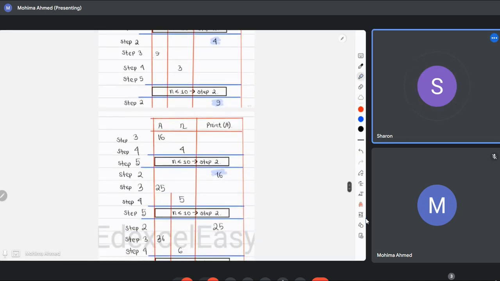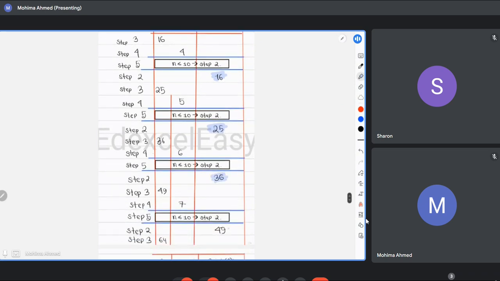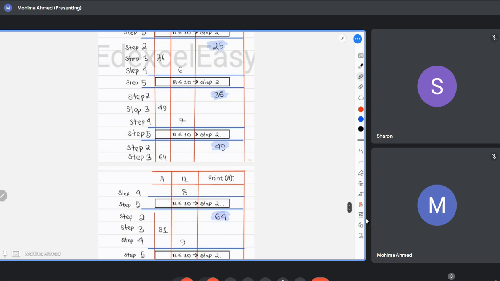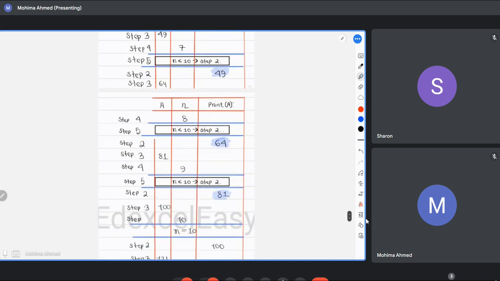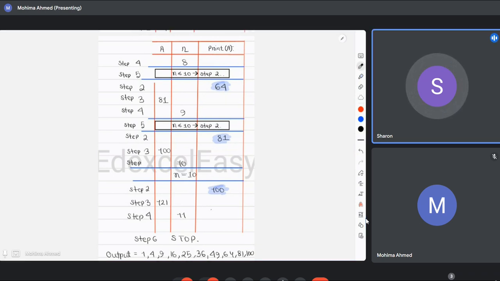Did you understand why we are taking only the print function as your final output? Sharon, did you understand why we are taking only the print function and not the values for A and N? Because we substitute each new value as A and then N.